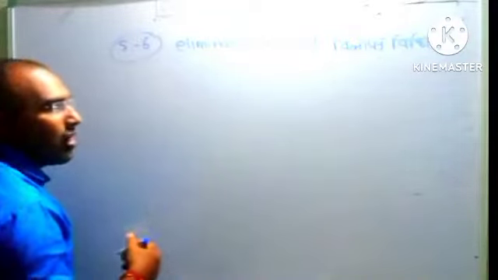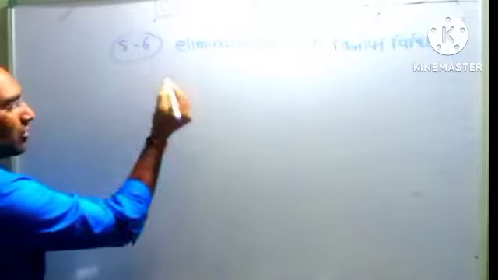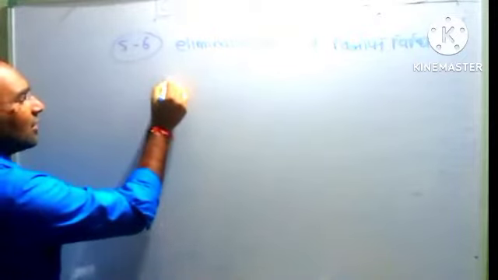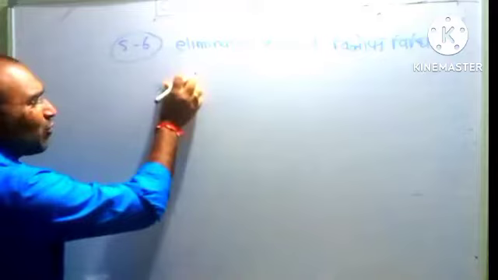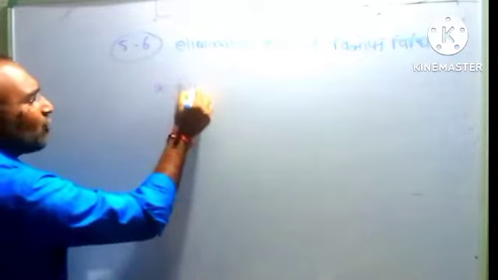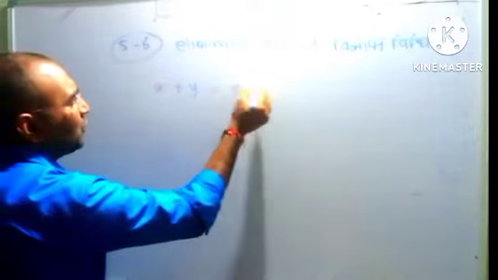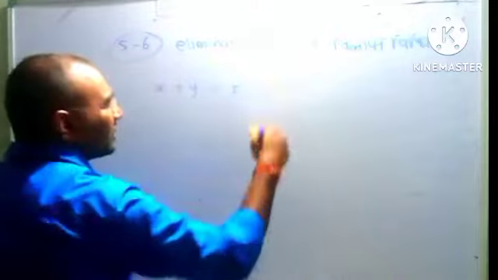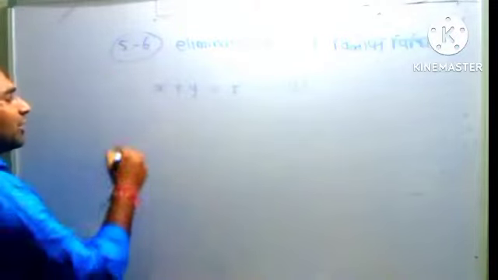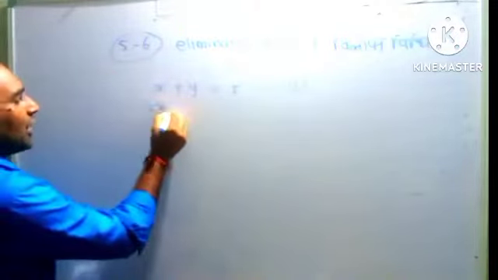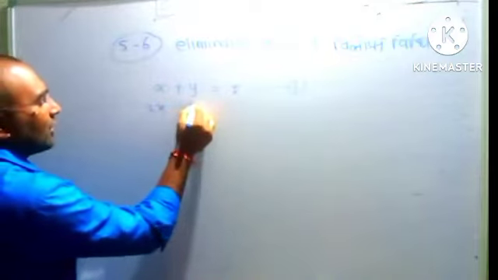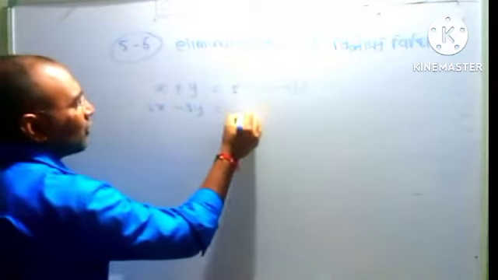So there are two equations. For example, suppose the first equation is x plus y equal to 5. This one is equation first. The second equation is 2x minus 3y equal to 4, and this one is equation 2.